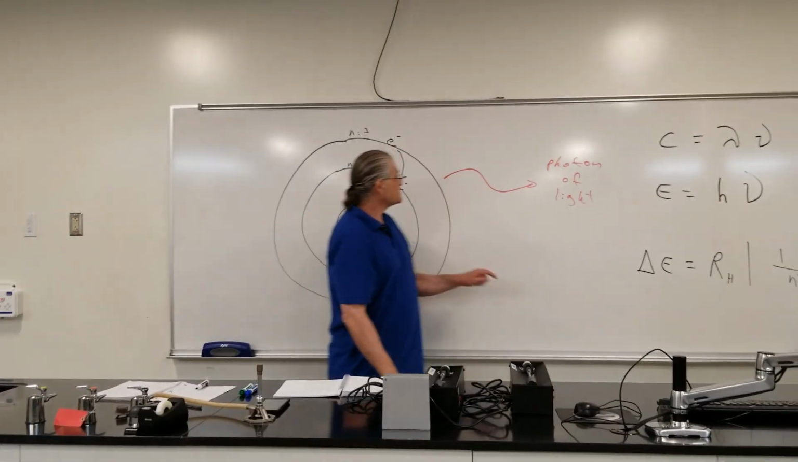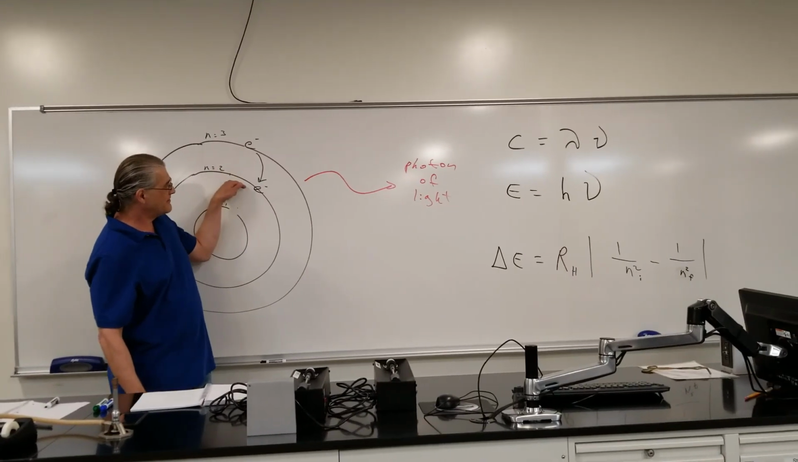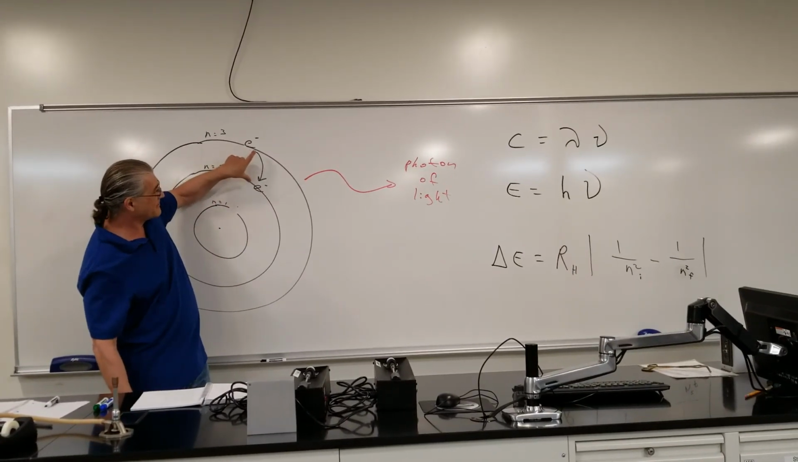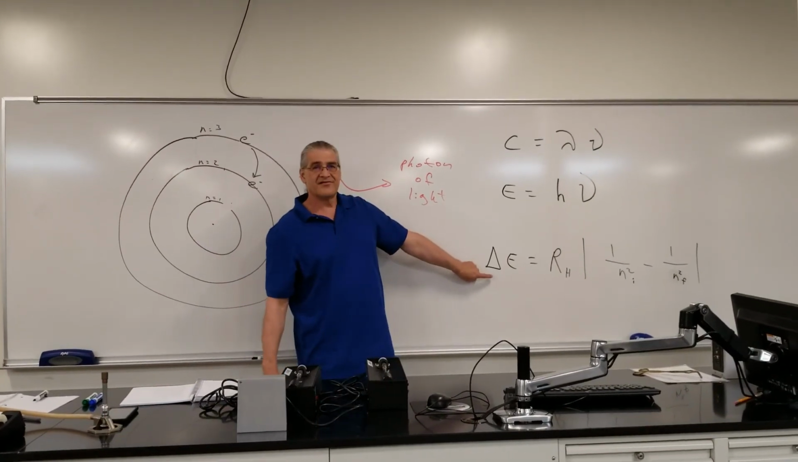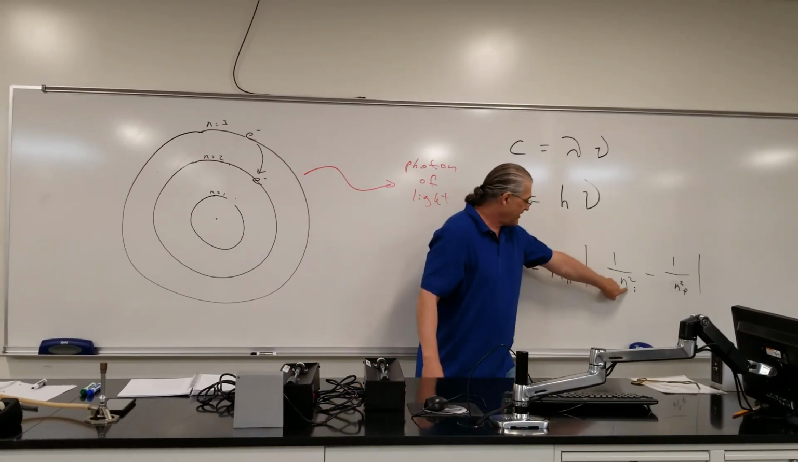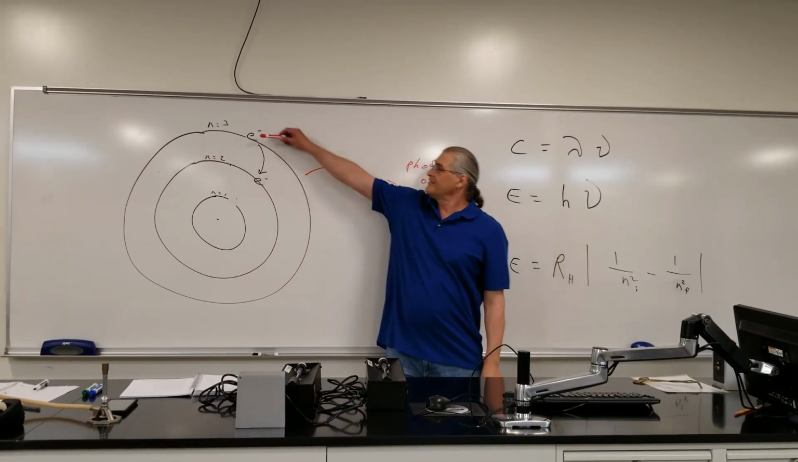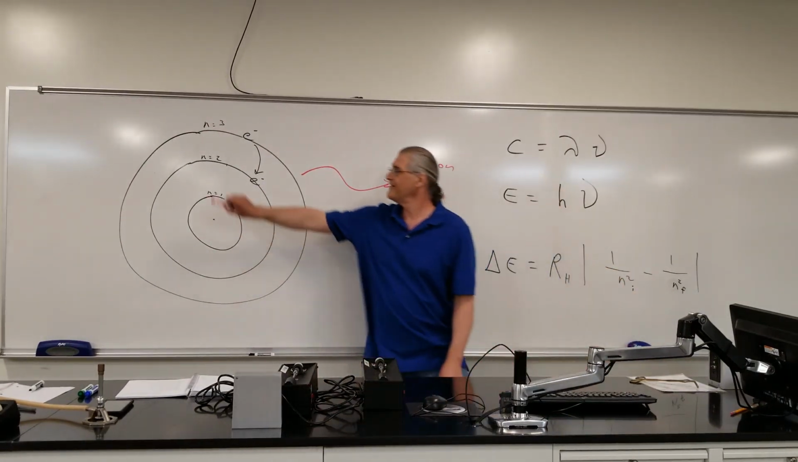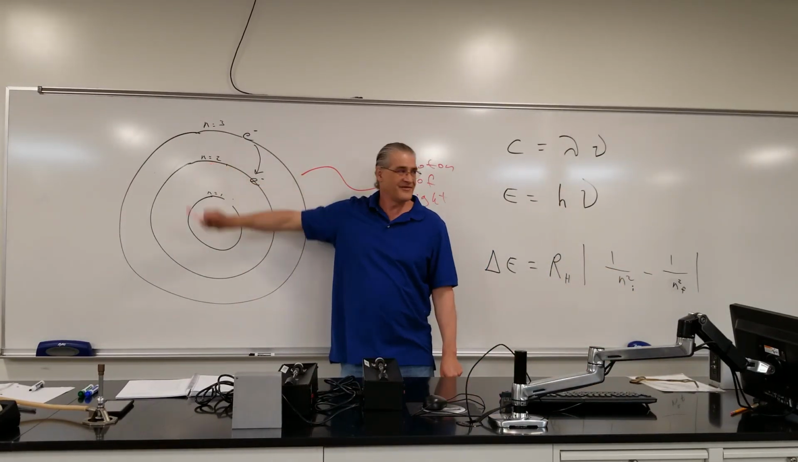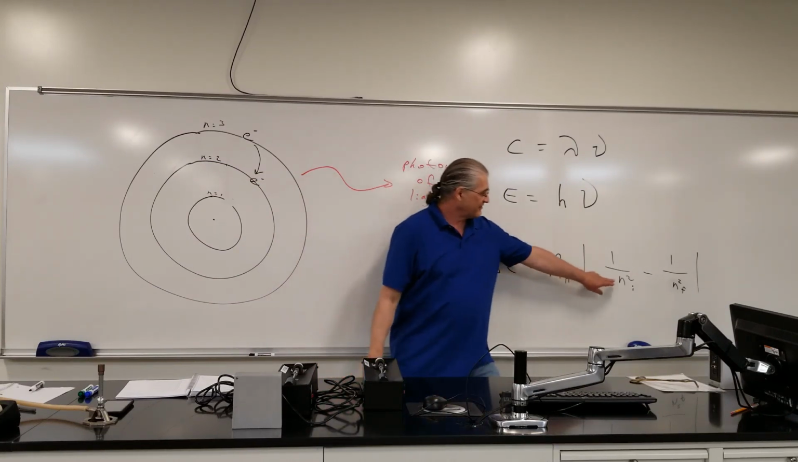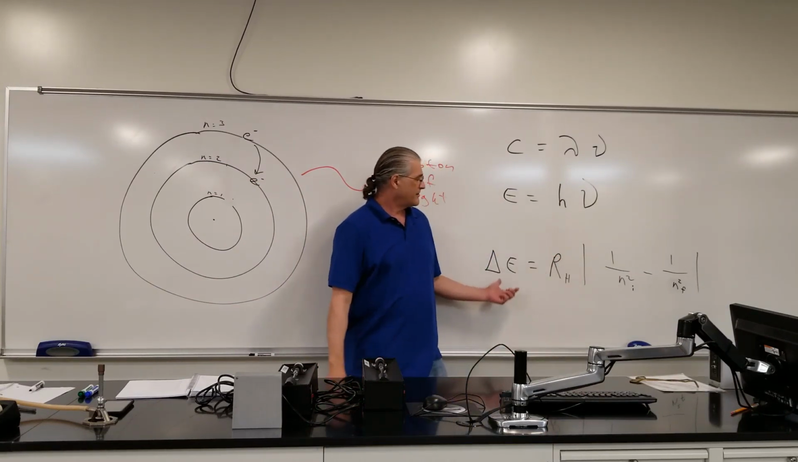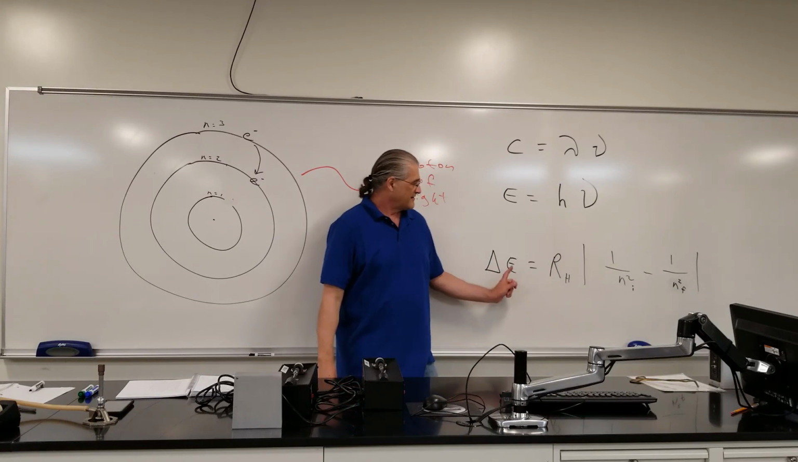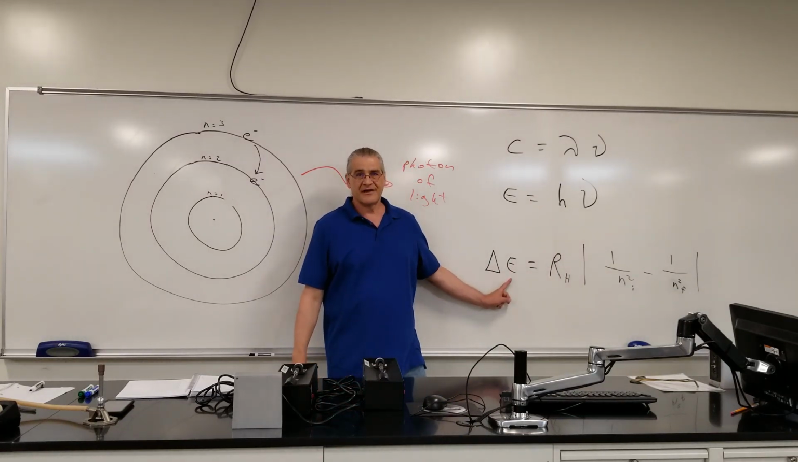The energy change for the electron, how much energy is lost by the electron, is given by this equation where Ni here is the initial level of the electron, and Nf is the final level of the electron. So you plug those numbers in here, run it through this equation. That tells you the energy change for the electron.